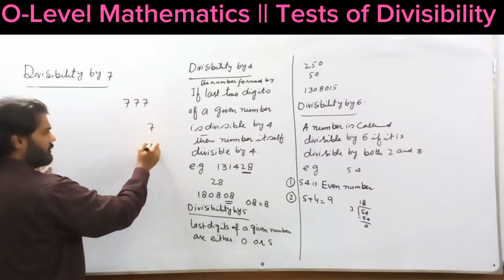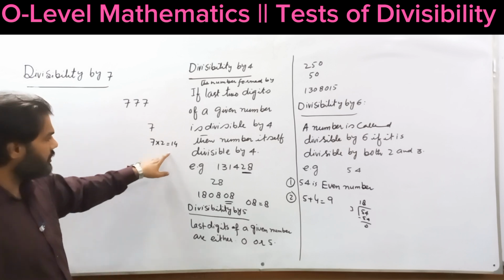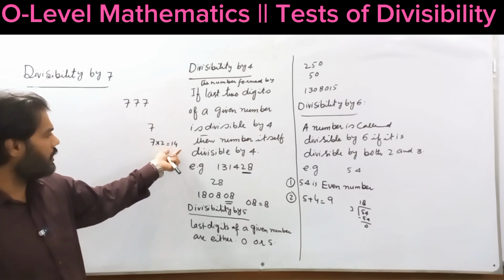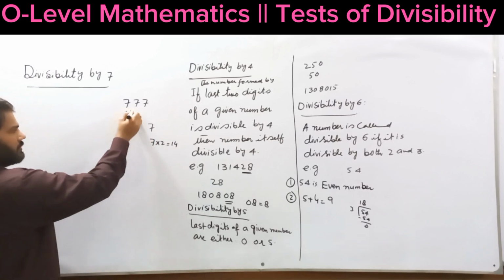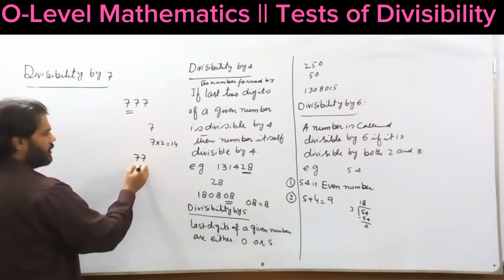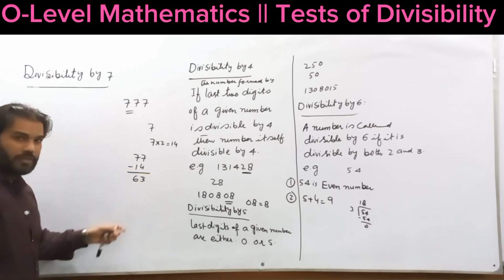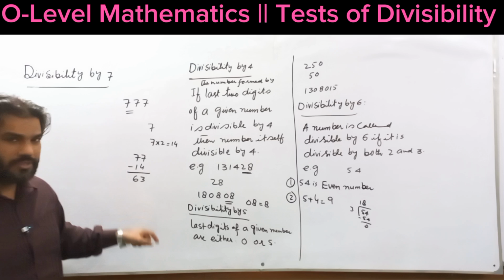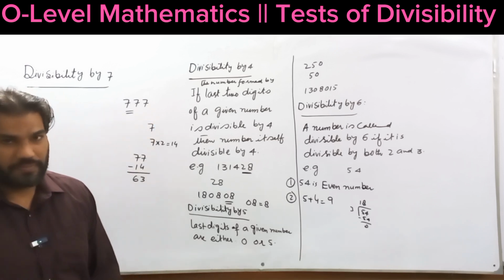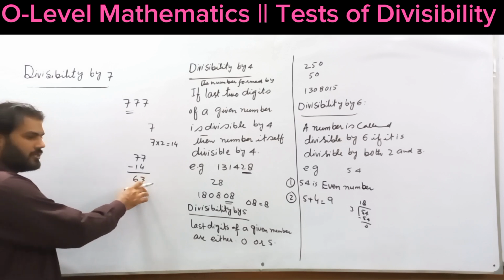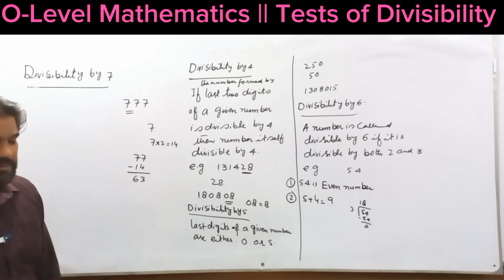Now double the number 7. 7 into 2, that is 14. After doubling the number, now subtract the result from the remaining number. The remaining number is 77. Now subtract 14 from 77, you will get 63. If this difference 63 is divisible by 7, then the complete number is divisible by 7. As 63 is divisible by 7, so this number 777 is divisible by 7.